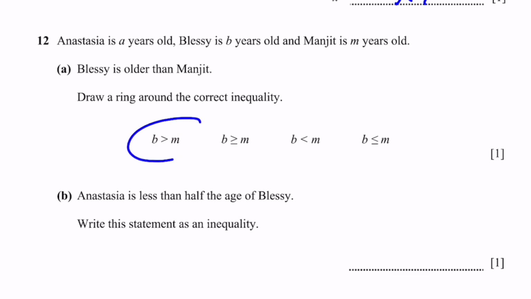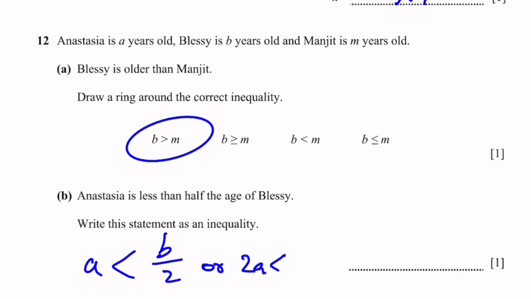That's all. B. Anastasia is less than half the age of Blessy. Write this statement as an inequality. So let's take Blessy's half age, which is B by 2, and Anastasia is less than that. And pretty much that's all. You can write it like this, or you can bring the 2 to the other side: 2A is less than B. Both of the answers are correct. I shall write the first answer.